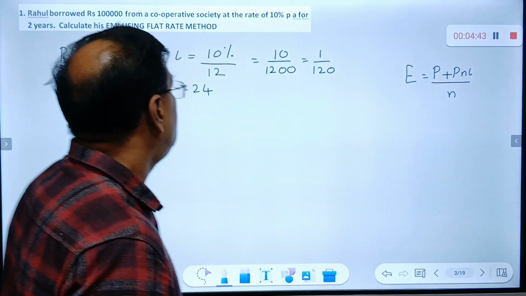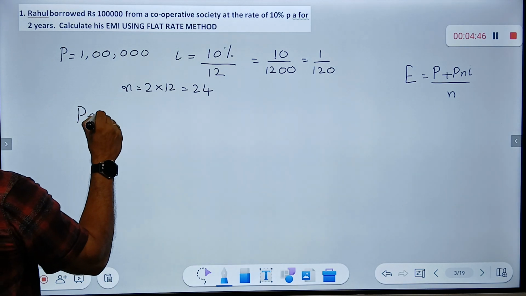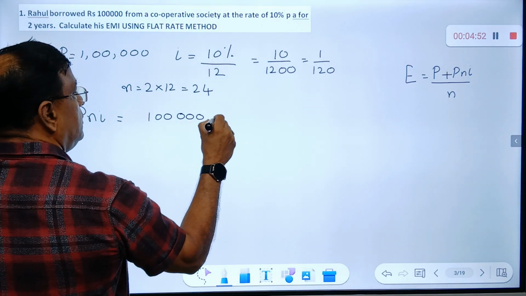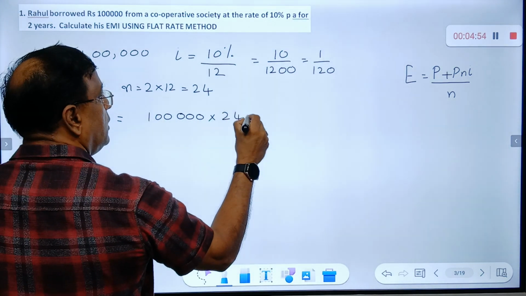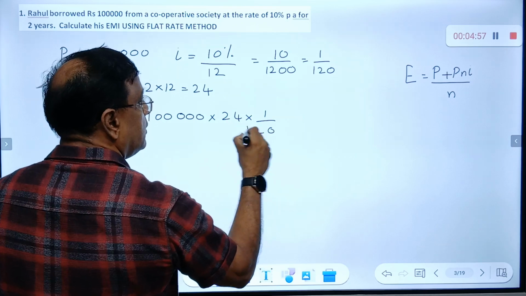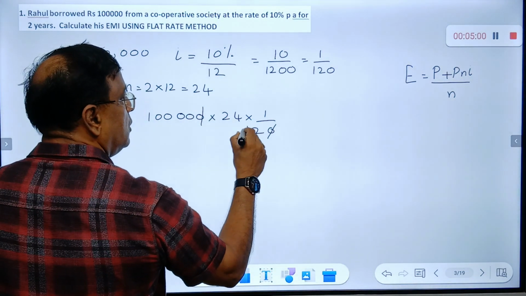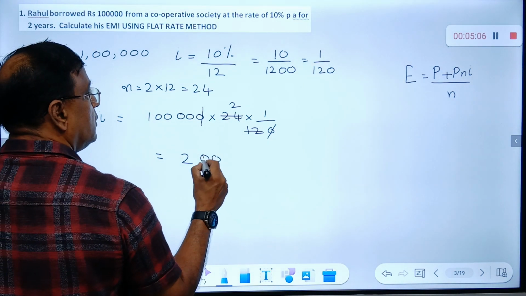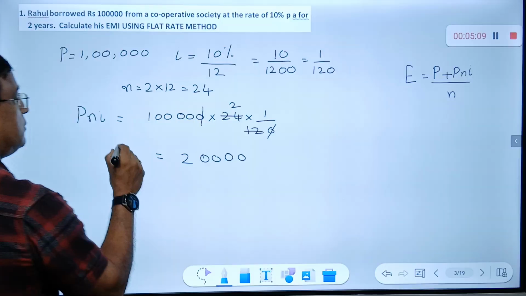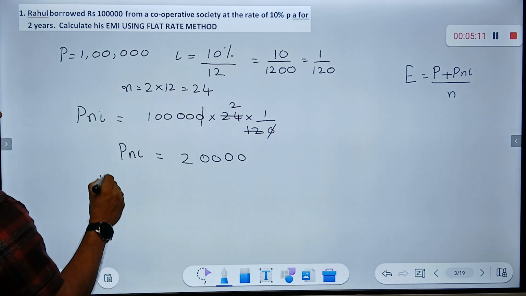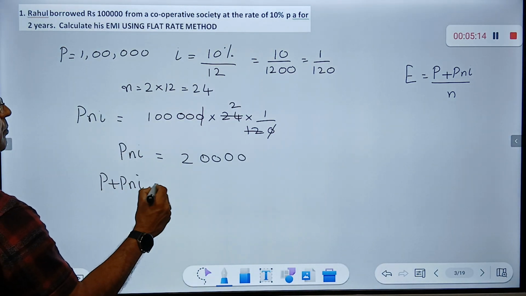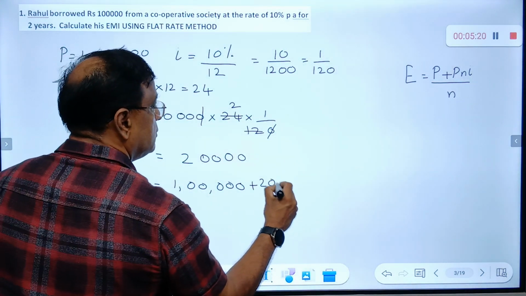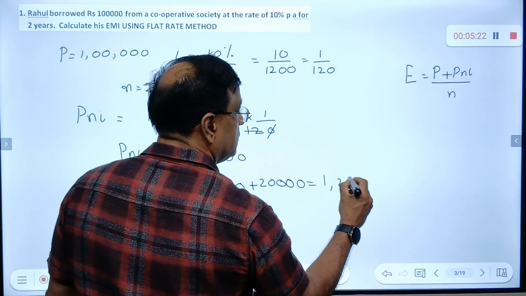Okay, so now let us first find PNI. PNI will be 1 lakh into N, which is 24, and I is 1 by 120. So the 0 gets cancelled, 12 goes 2 times, and I get 2 followed by 4 zeros, that is 20,000. So this is PNI. What is P plus PNI? P plus PNI will be 1 lakh plus 20,000, which is 1,20,000.